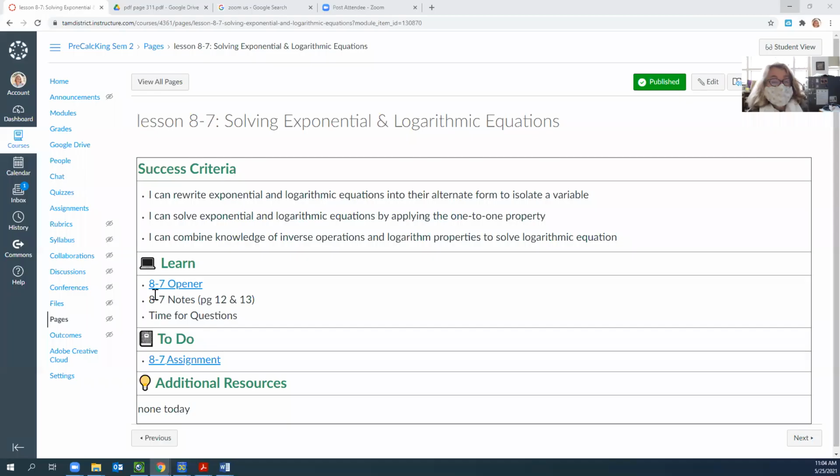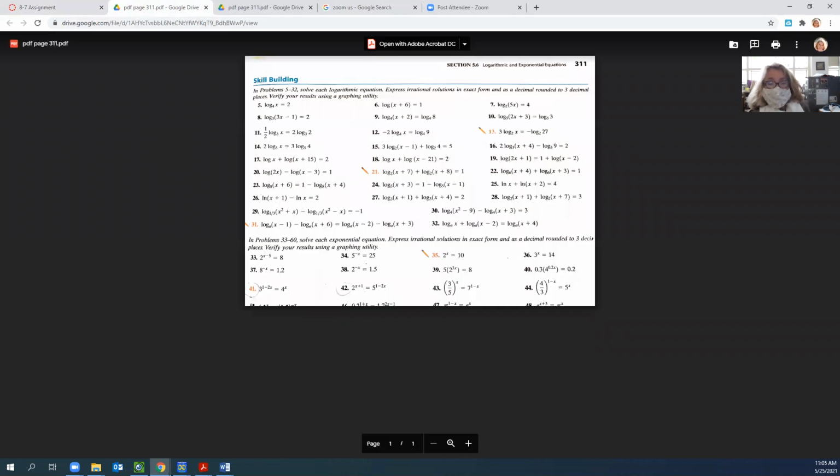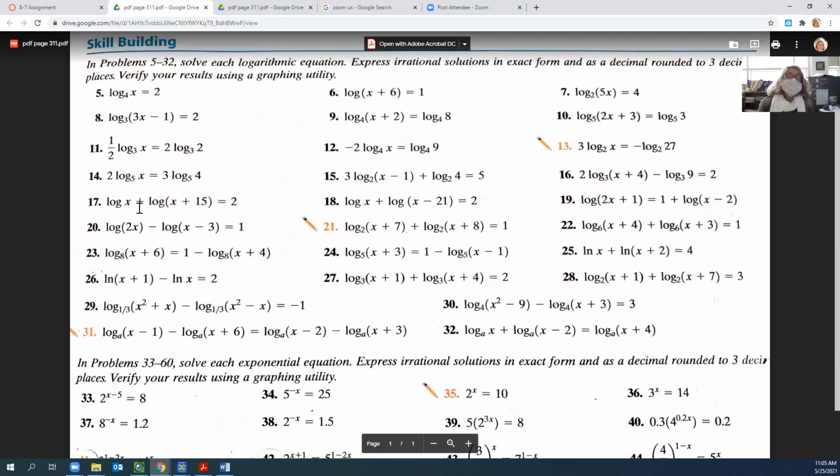Now if we go ahead and look at the assignment, it's very friendly. There's only 8 more problems, and they're all a lot easier than that example. So looking at problem 17, if I see log of x plus log of x plus 15 equals 2, the first thing I'm going to do is write that as log of x times x plus 15. And I'm going to remember plain log means base 10. So there's just 8 more of these problems to do for the assignment.